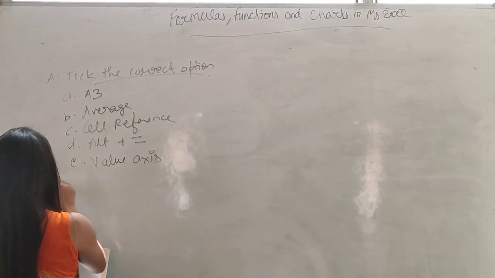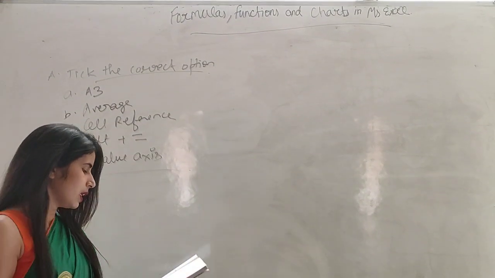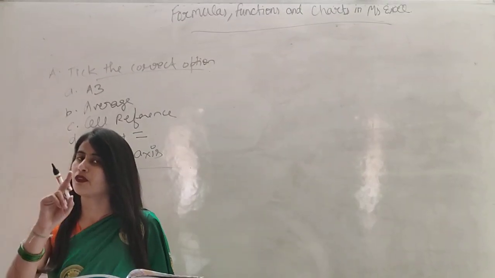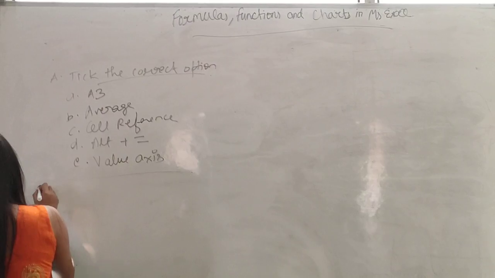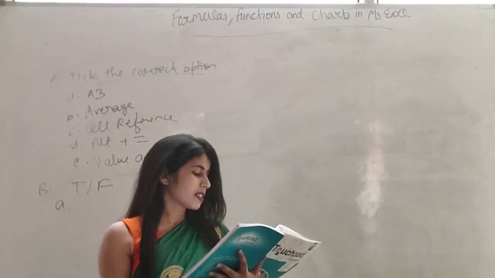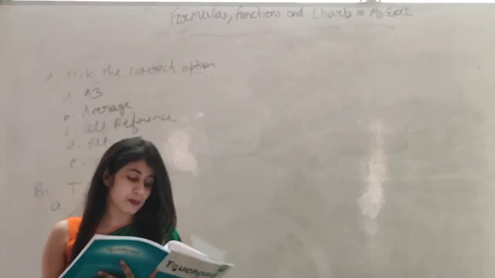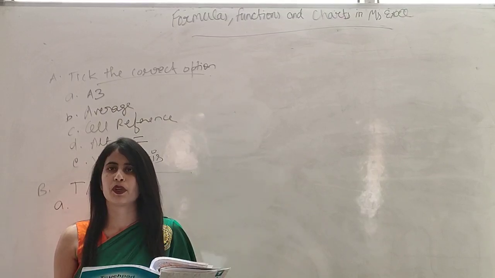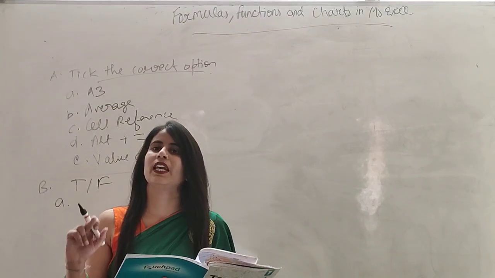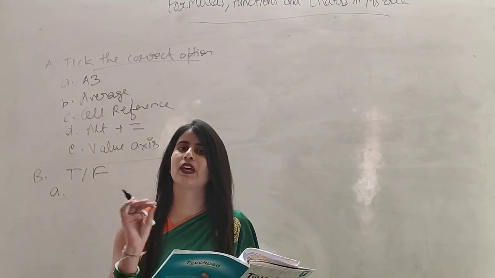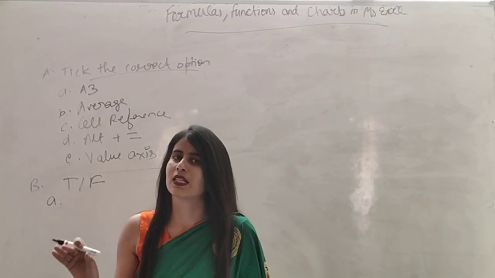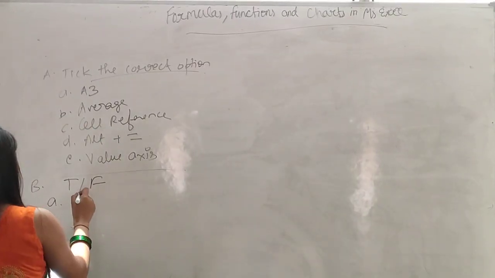Okay, now the second part. In the second part, you have to write true or false, and you have to correct the false statements also. Okay, so in B part, true or false. The first one is, Excel calculates expressions within parentheses first. It is right, because the expressions inside the brackets should be evaluated first. As in mathematics also, we evaluate the brackets first, and brackets are also known as parentheses. So this one is true.